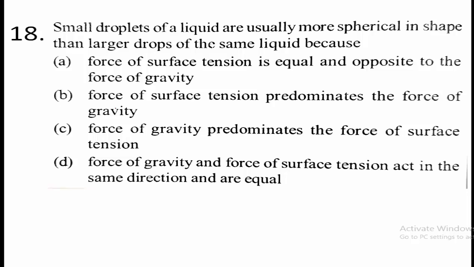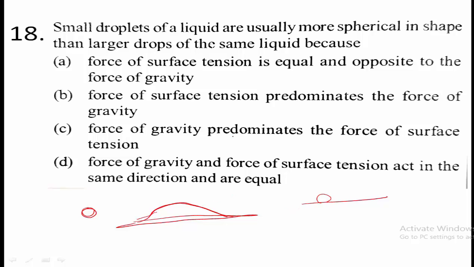Then 18th one, small droplets of a liquid are usually more spherical in shape than larger drops of the same liquid because, ಈಗ ನೀವು ಸ್ಮಾಲ್ ಡ್ರಾಪ್ಲೆಟ್ಸ್ ತೊಗೊಂಡ್ರಿ ಅಂತ ಹೇಳಿದ್ರೆ ಅದರದ್ದು ಶೇಪ್ ಸ್ಪೆರಿಕಲ್ ಇರುತ್ತೆ. ಓಕೆ, when you compare to the large droplets, ಅವು ಅಷ್ಟು ಕಂಪ್ಲೀಟ್ ಸ್ಪೆರಿಕಲ್ ಇರುವುದಿಲ್ಲ. If they fall on the surface, large droplets are not completely spherical. But when you consider small droplets, they are more spherical.